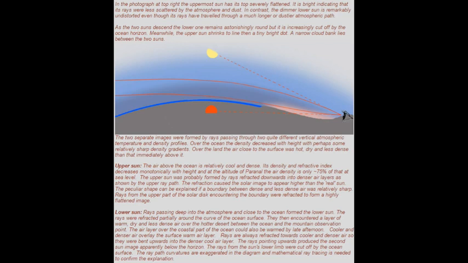Rays are always refracted towards cooler and denser air, so they were bent upwards into the denser cool air layer. The rays pointing upwards produced the second sun image apparently below the horizon. The rays from the sun's lower limb were cut off by the ocean surface. The ray path curvatures are exaggerated in the diagram, and mathematical ray tracing is needed to confirm the explanation.